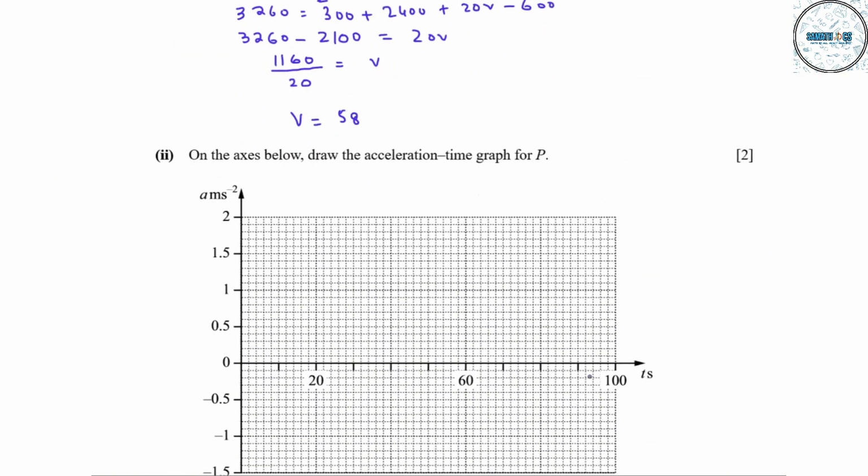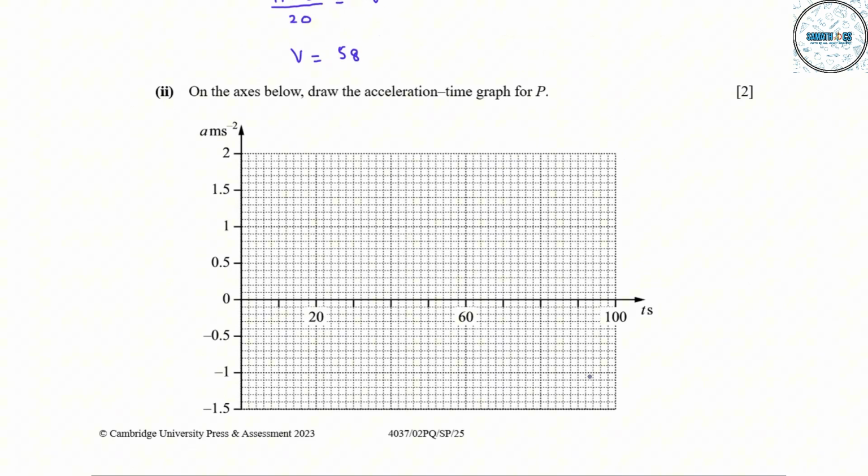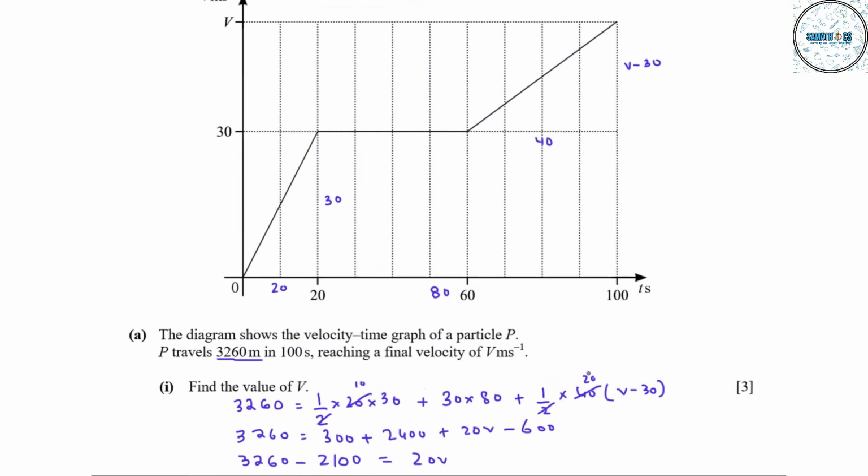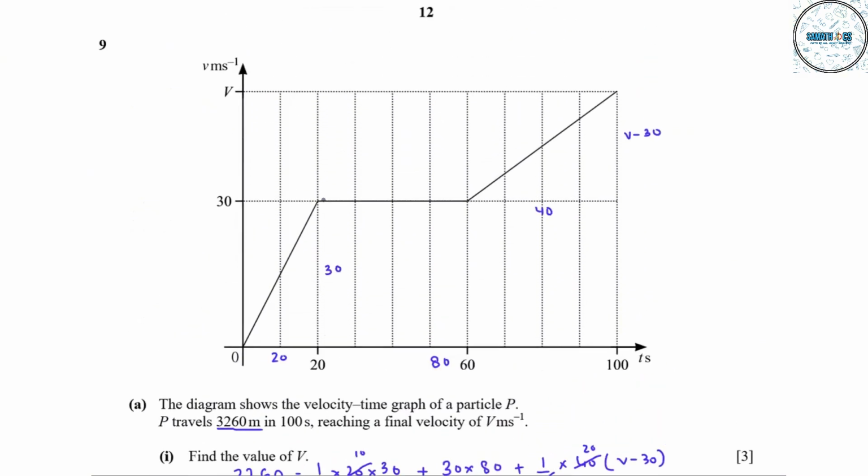On the axis below, draw the acceleration time graph for p. So first of all, we will take out acceleration at 20. So here we have acceleration is equal to 30 divided by 20, which is 1.5. Then acceleration at this point is, we have here 100, 58, and here we have 60, 30.